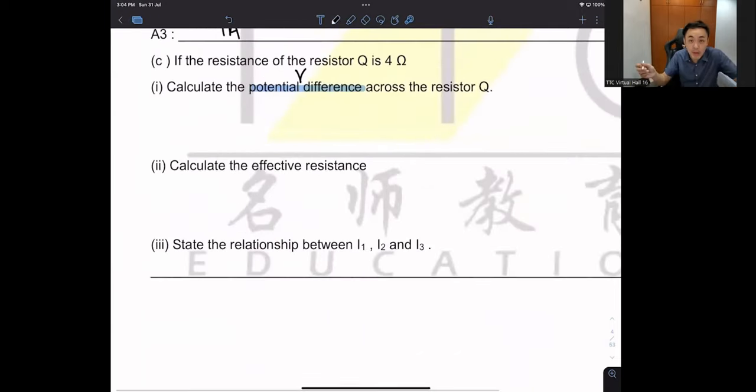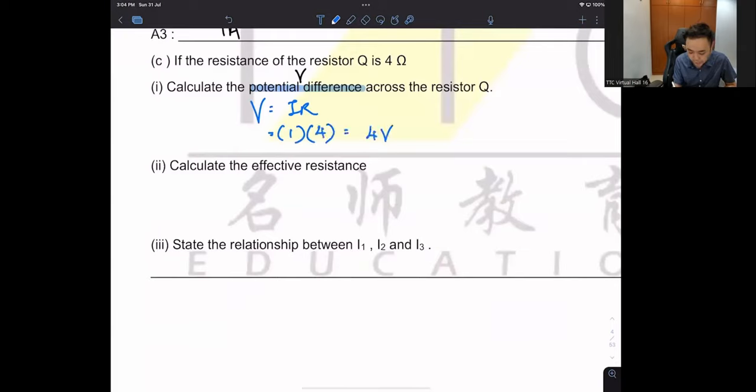Now, chapter electricity, the most famous formula, everybody should know, right? V equals to what? Yes, IR. Everything we already have, right? So the I is 1 ampere, the R is 4 ohms. Everything multiplied together, 4 volts.